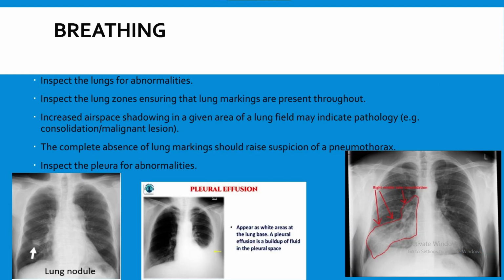Breathing. Inspect the lungs for abnormalities. Inspect the lung zones, ensuring that lung markings are present throughout. Increased airspace shadowing in a given area of a lung field may indicate pathology, for example, consolidation or a malignant lesion. The complete absence of lung markings should raise suspicion of a pneumothorax. Inspect the pleura for abnormalities.